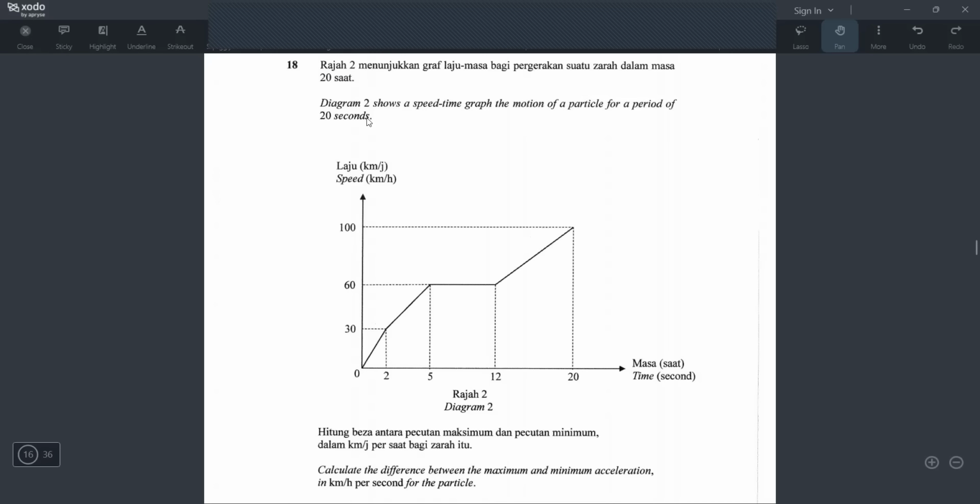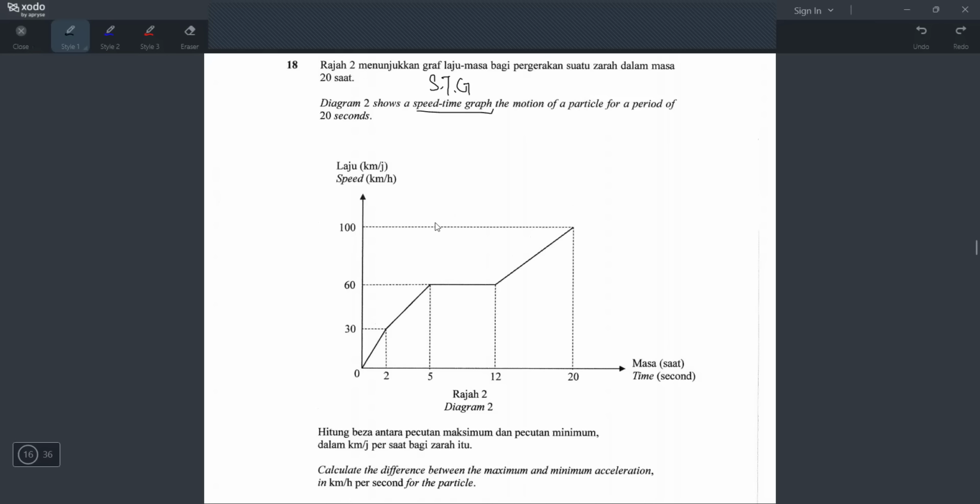Okay, number 18. Diagram 2 shows a speed time graph. So when it's a speed time graph, you need to know that the gradient will give you the acceleration and the area under this will give you the distance. I repeat one more time. For a speed time graph, you can use gradient to find acceleration and you can use the area under the graph to find distance. Okay, let's see what they want.